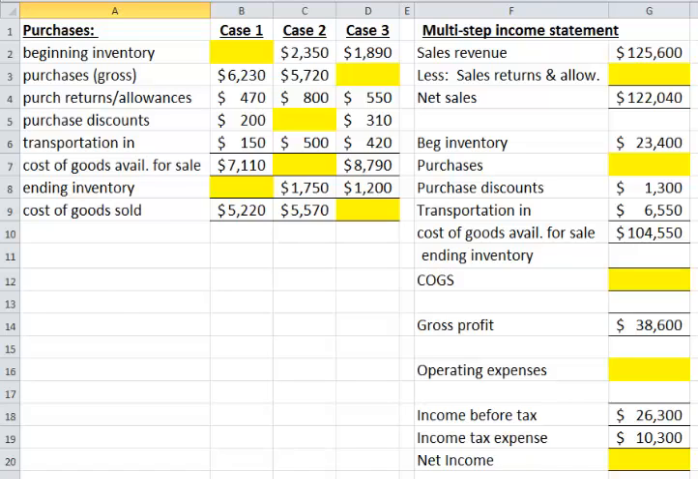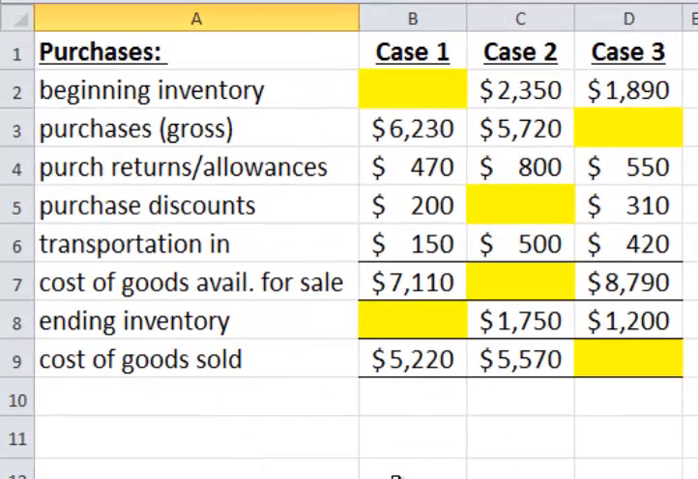What we're going to go over today is analyzing how to find the missing pieces to show that we understand how we build the purchases and how we build cost of goods available for sale, ending inventory, and cost of goods sold. And we're going to do 3 cases similar to the missing pieces exercise that you've already looked at. And if you haven't looked at that, you can go look at that now. And then we're going to show that we understand the subtotals in the multi-step income statement by filling in these missing pieces. So let's start over here with purchases.